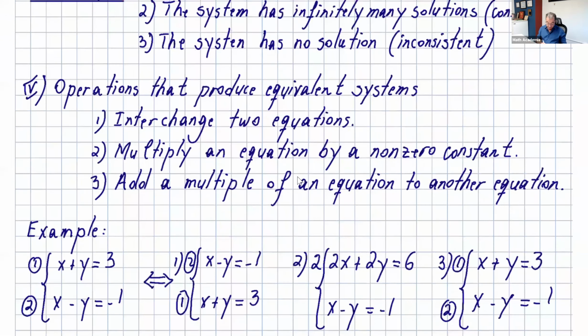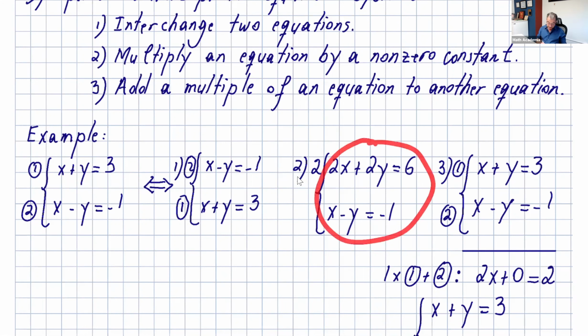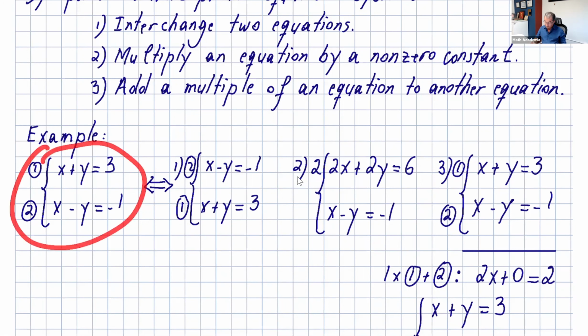A simple example of that: if I start with this system, what I can do is interchange equations. So basically, 2 goes on top and 1 goes below, but it's still the same system. I can take the first equation and multiply it by a constant. Here I chose 2, so you get 2x plus 2y equals 6. Multiply that by 2, and the second equation stays. If you solve this system, you're going to get exactly the solution of that system.